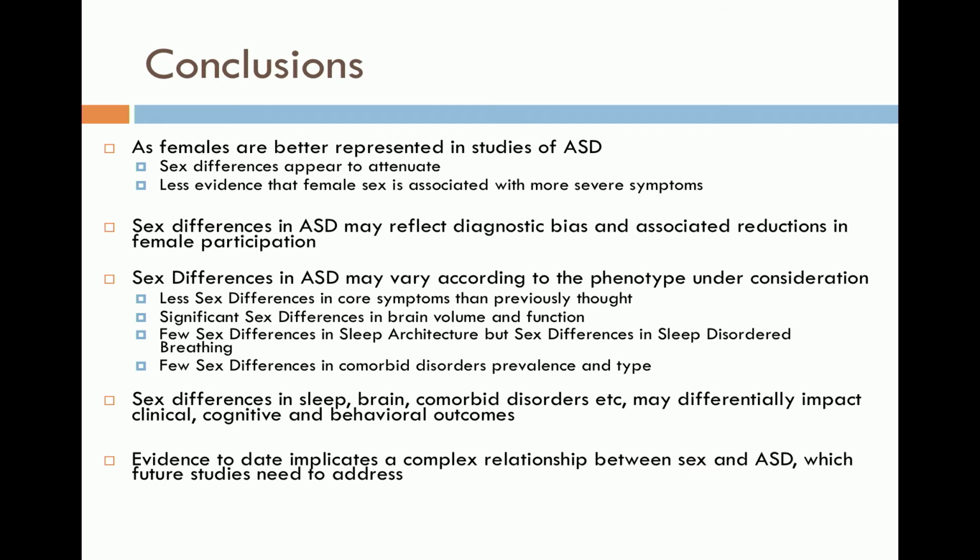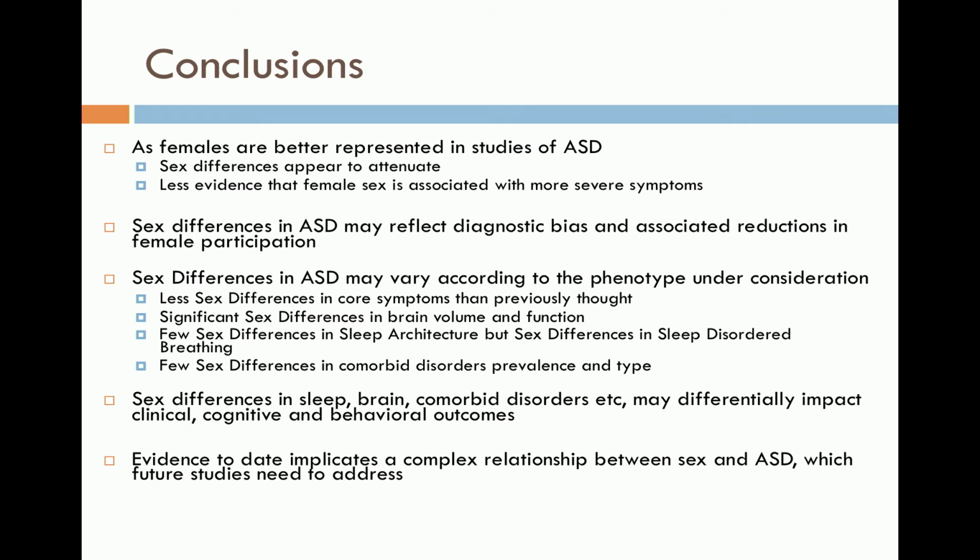It seems that the most recent larger studies don't just find that. Sex differences in autism may reflect diagnostic bias and associated reductions in female participation that in fact there are efforts to improve upon, really changing perhaps some of the scoring, particularly for the parent reports. Also, sex differences in autism may vary according to the phenotype under consideration. We see less sex differences in the core symptoms of autism than we previously thought, but we do see significant differences in brain volume and function.